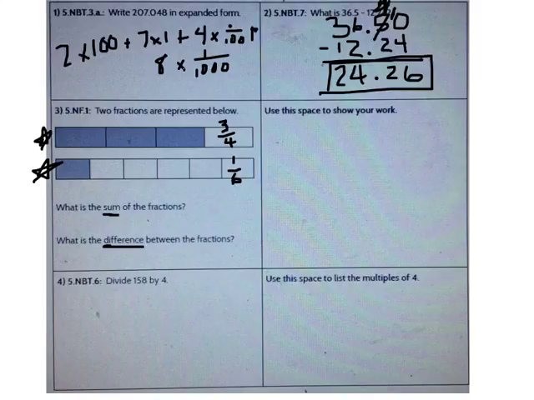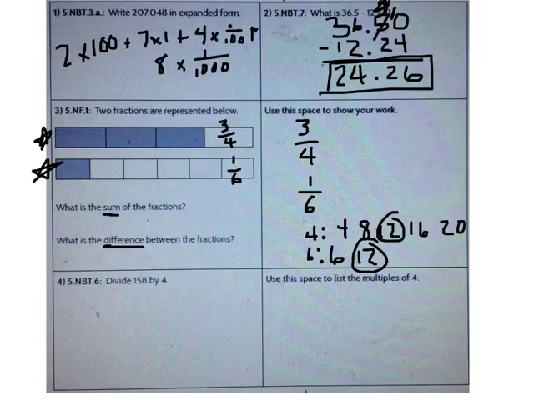To add or subtract fractions, I need them to have the same denominator. So first, I need to find the least common denominator of 3/4 and 1/6. Go ahead and list your 4s and your 6s. What's the least common denominator? The least common denominator is 12.